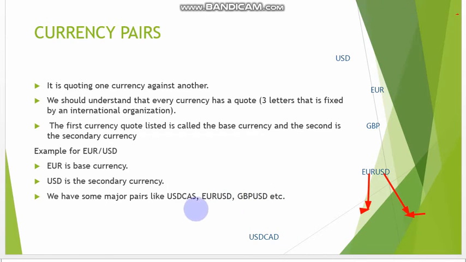And if you take a look at this, the major pairs are mostly traded in the London and New York sessions. Because USD is from America, Euro and GBP are from Europe. So mostly London and all that. So these are some of the major pairs. That's all you need to know about the major pairs and currency pairs.